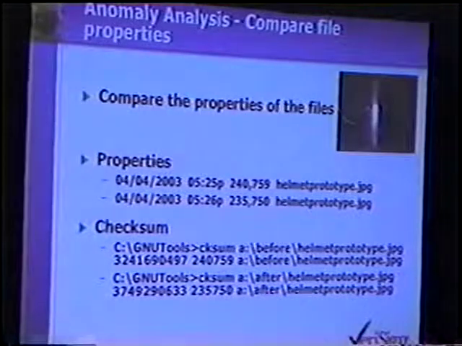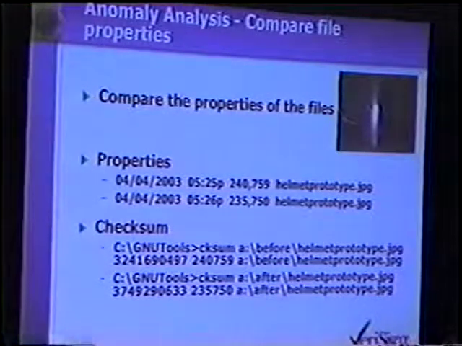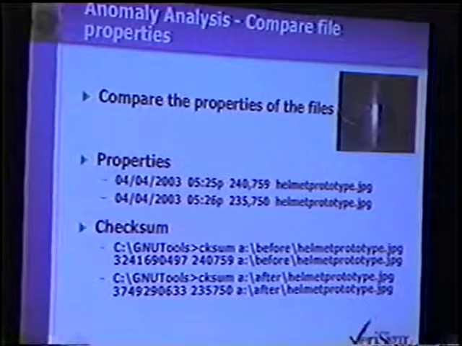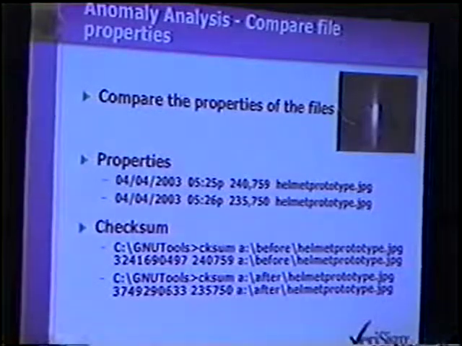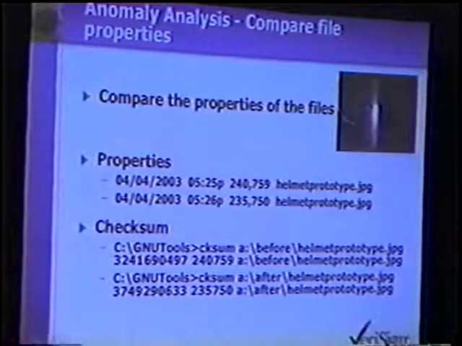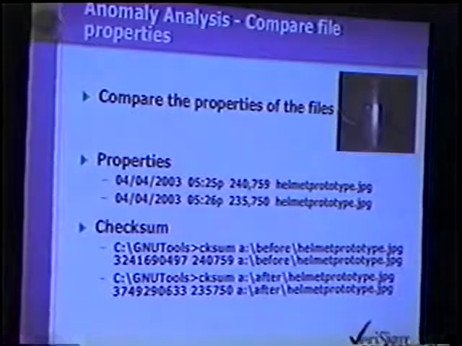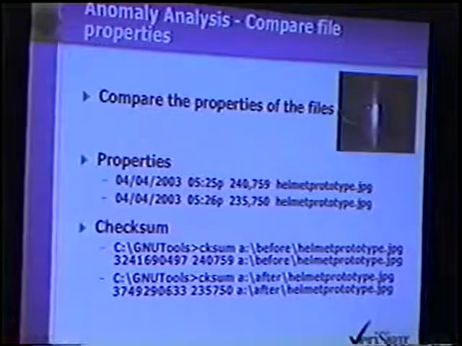Another type of anomaly analysis is to compare the file properties. If you're out there doing forensic analysis, you may not always have the original file. You just have the steganized file. But if we were to compare these files before and after, or the virgin file versus the carrier file with the hidden message, we can identify things such as difference in date and time, file sizes, or if we run a checksum on it, of course, we'll get different checksums as well.